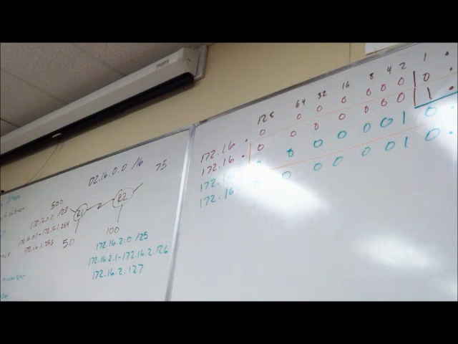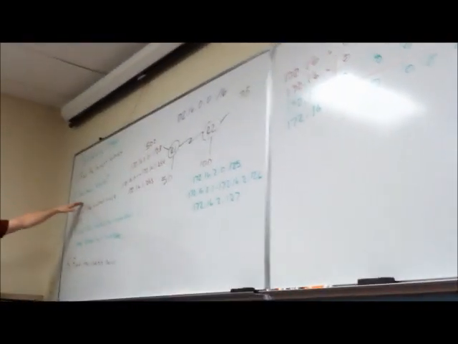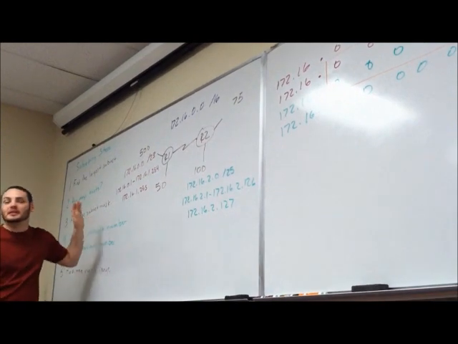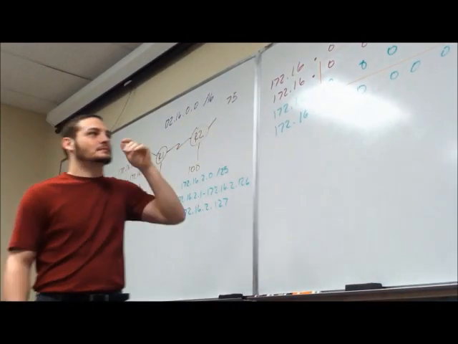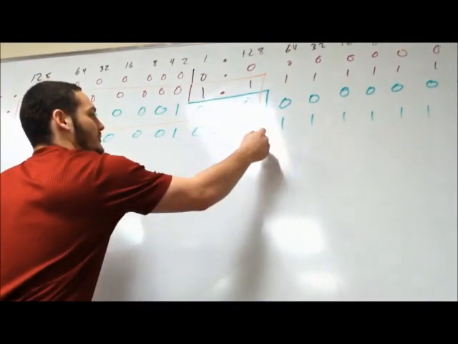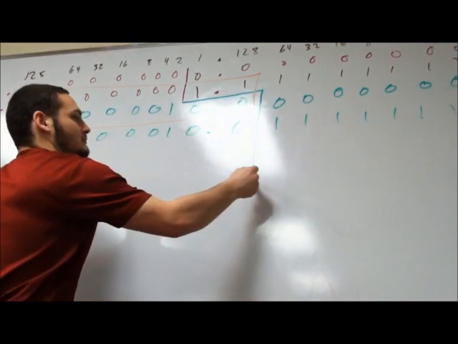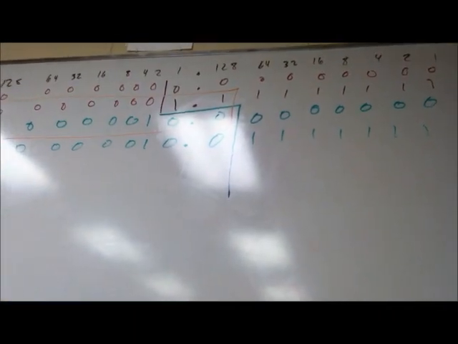Alright, so find our next largest subnet. 75 hosts. We need a subnet mask that will give us 75 usable hosts. 128 would fit that, so that would be a /25. It's still going to be in the same place.